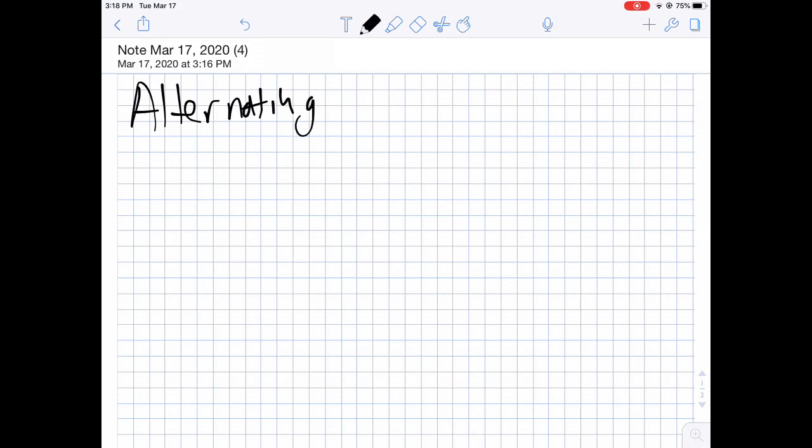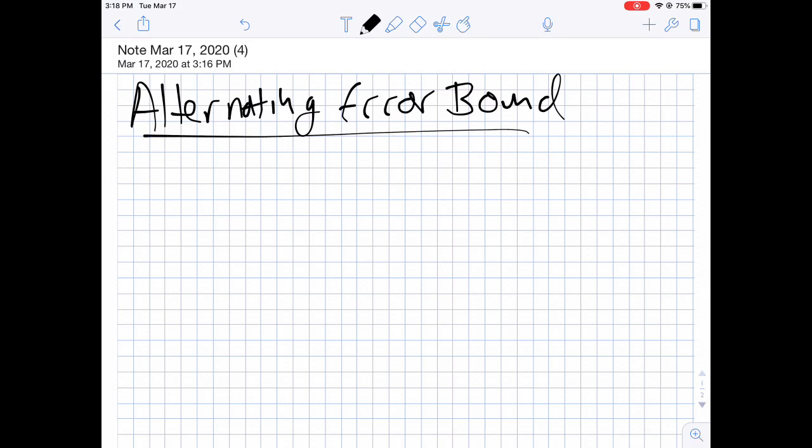Now the feedback I got yesterday was people loved Lagrange error bound. This is very easy, very straightforward. They asked if we could have even more error bounds. Okay, and the alternating error bound is actually easier, so this is what I prefer. So here's the general flow of it.